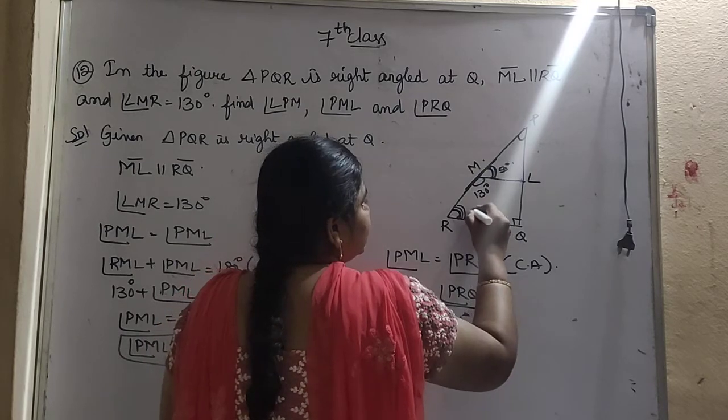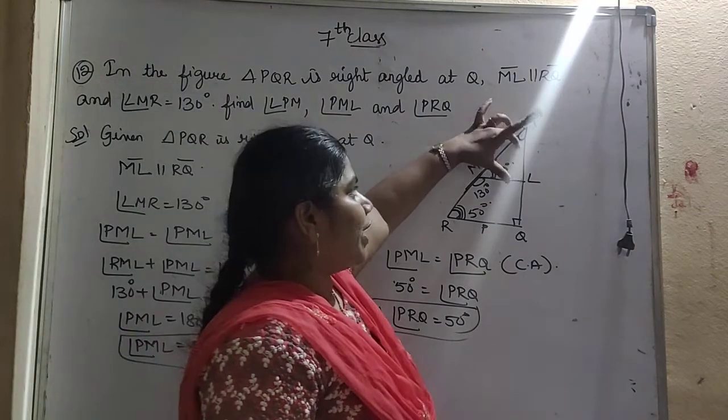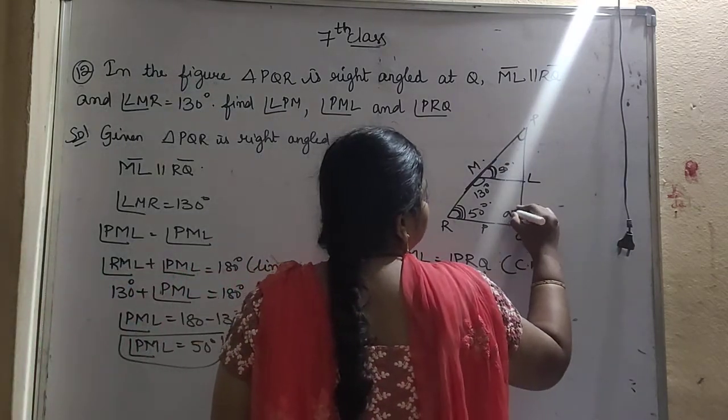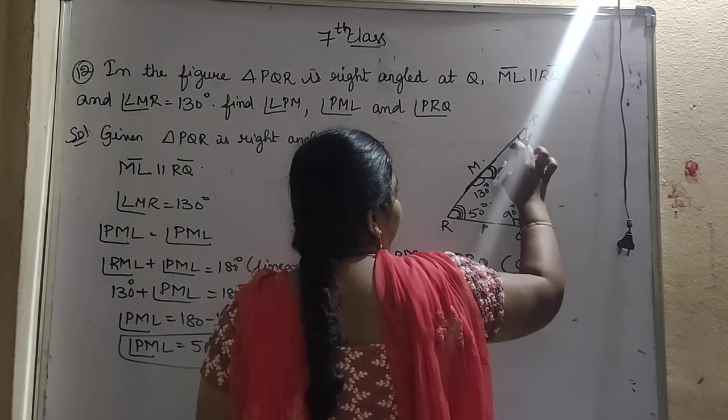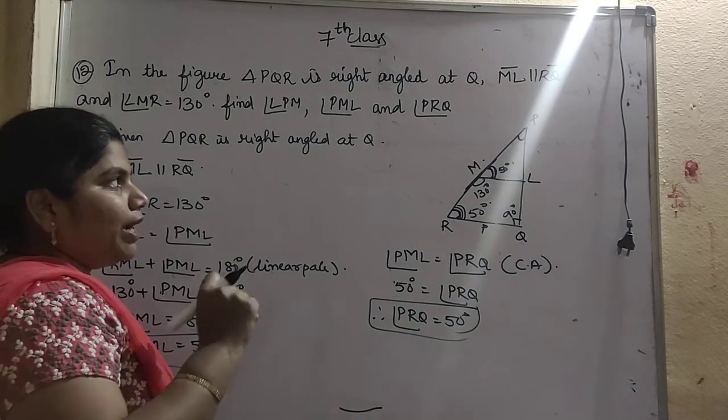So we got this as 50 now. So what is the remaining angle we have to find? We have to find this angle P. So how to find the angle P? So already we know that this is 90, this is 50. We have to find this angle P. So by angular sum property we can find that angle P.